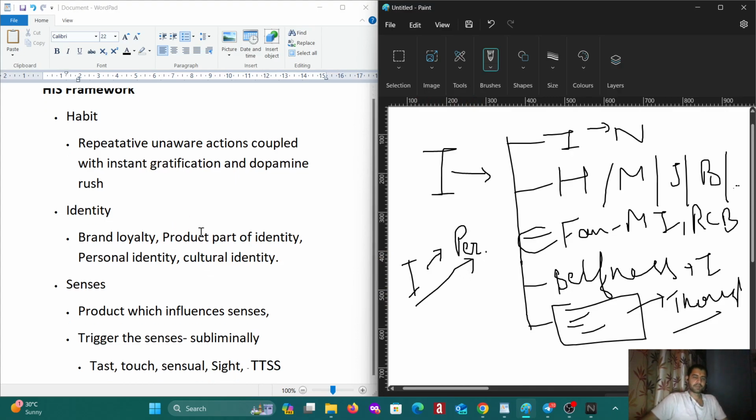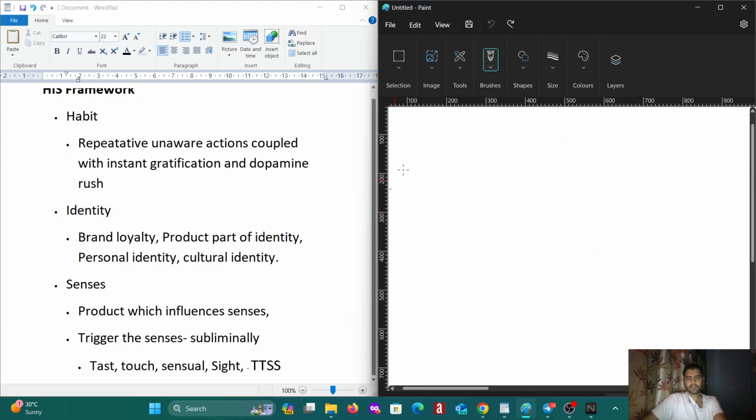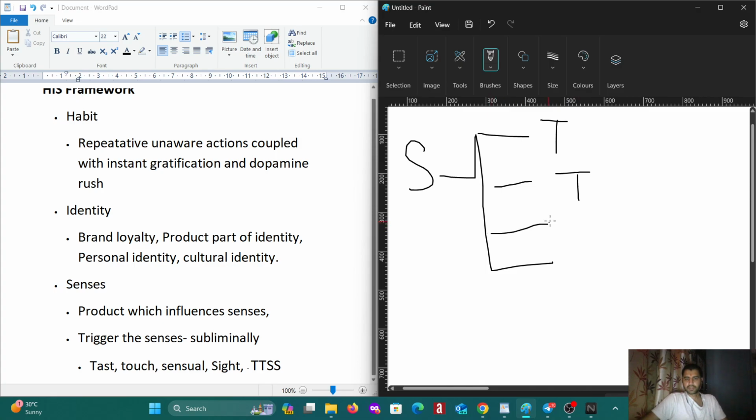Now comes another aspect, which is senses. I'm classifying it here as taste, touch, sensuality, and sight. Actually, I'm just writing with the help of a mouse. This is why this writing is not so good.